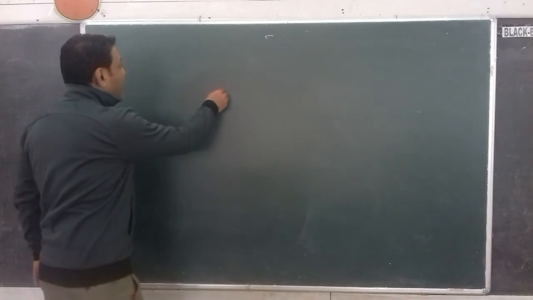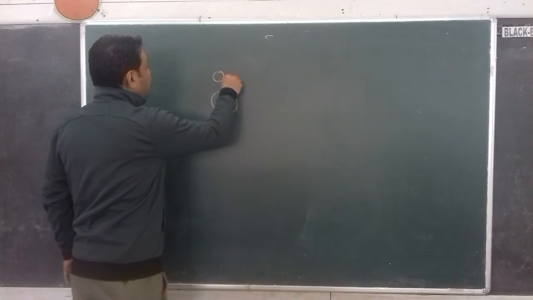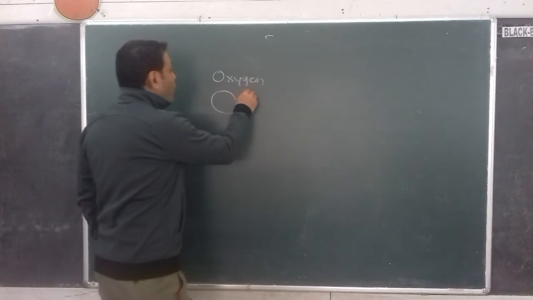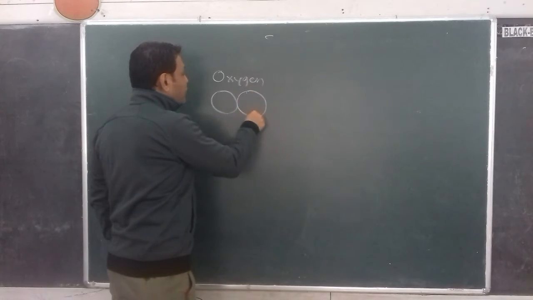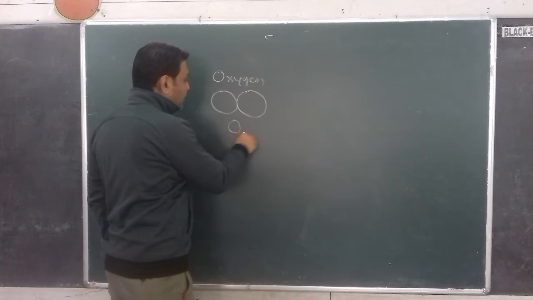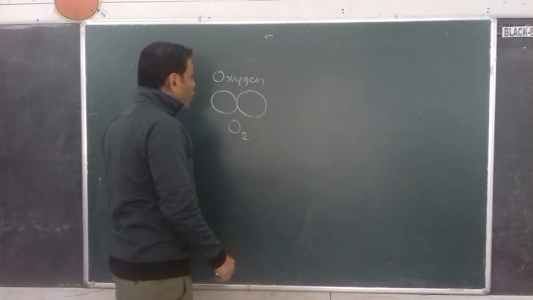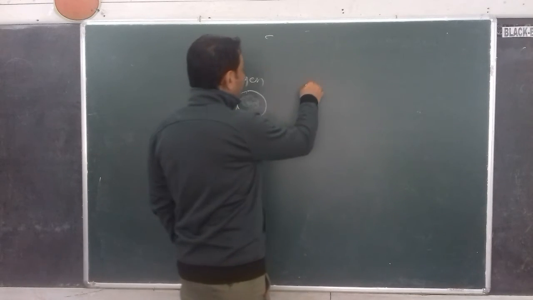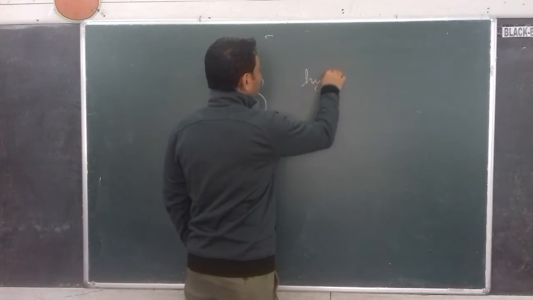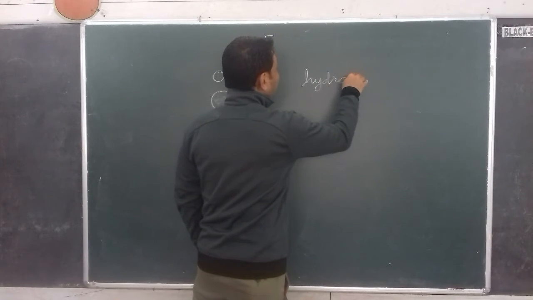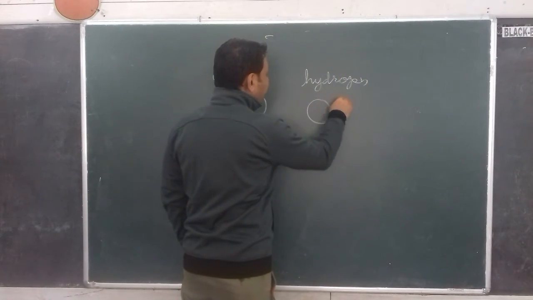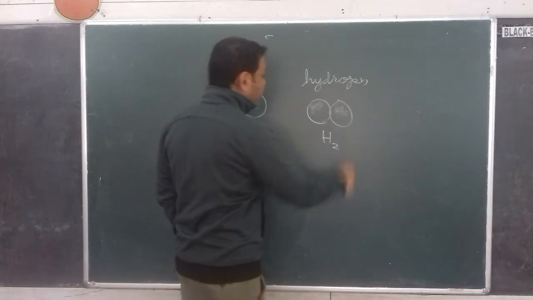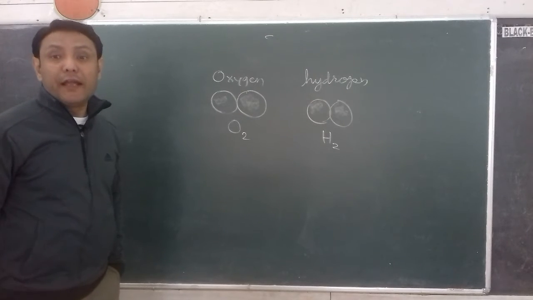For example, suppose we have an atom of oxygen. Two atoms of oxygen will combine to form the molecule of oxygen, that is O2. These are the atoms of oxygen. Similarly, hydrogen: 2 atoms of hydrogen combine to form 1 molecule of hydrogen. These are molecules of elements.